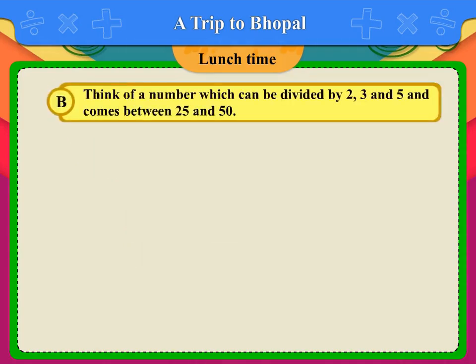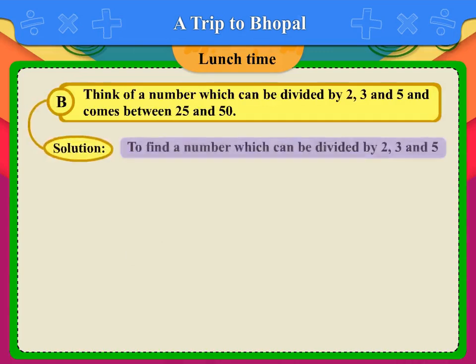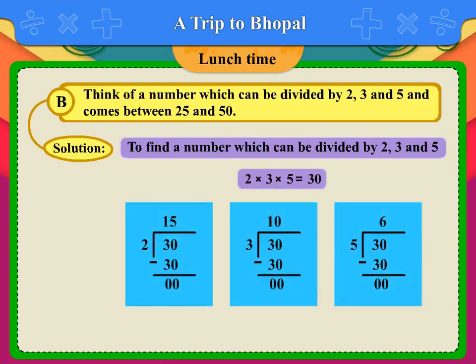B. Think of a number which can be divided by 2, 3 and 5 and comes between 25 and 50. To find a number which can be divided by 2, 3 and 5, we will first find the product of 2, 3 and 5. That is 30. 30 can be divided by 2, 3 and 5. Also, 30 comes between 25 and 50.